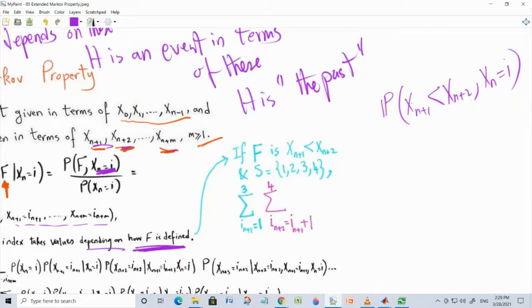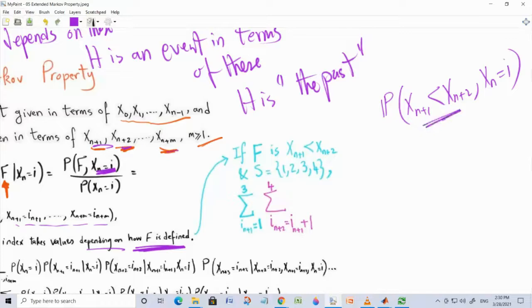Here I'm not saying that f is one of those guys or anything. f is an event that depends on those variables, and it can be one of those events that appears a lot in our work, like this one. So perhaps f is the event that X_{n+2} is greater than X_{n+1}. Or it can be that X_{n+1} is equal to 7. In that case, the summation over the index i_{n+1} will just have one term, because you are fixing it, right?